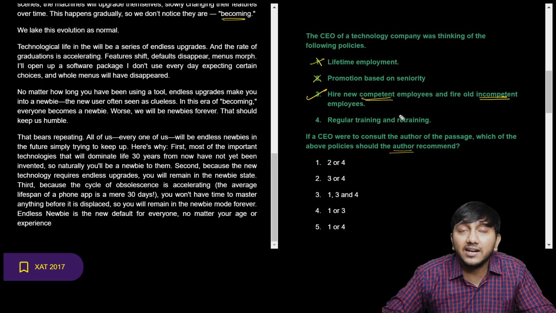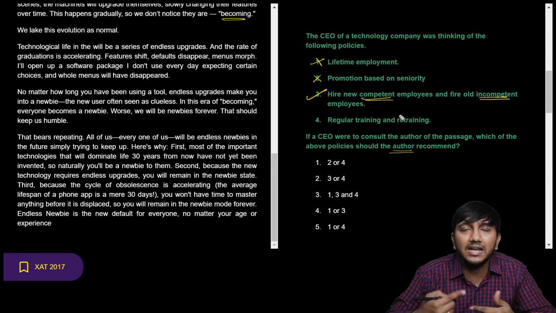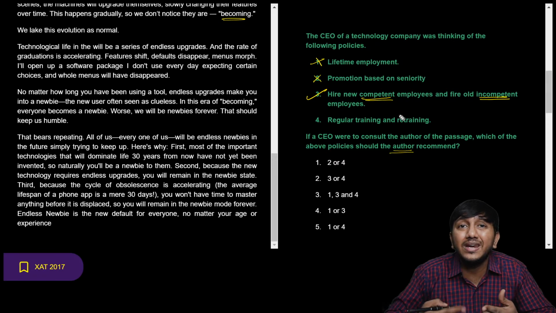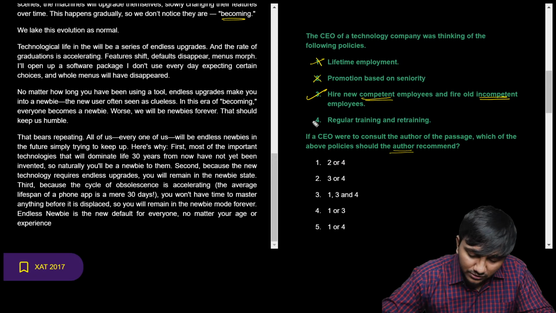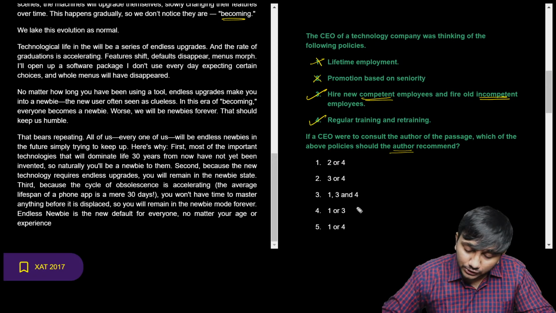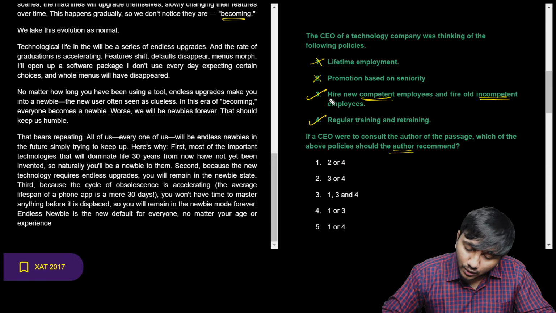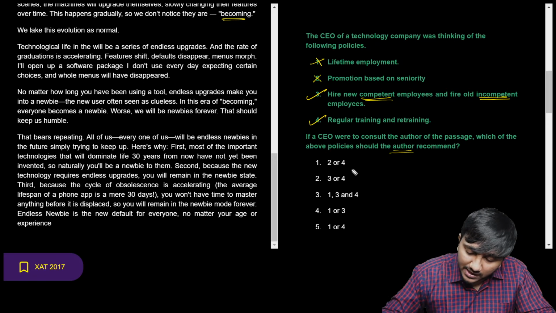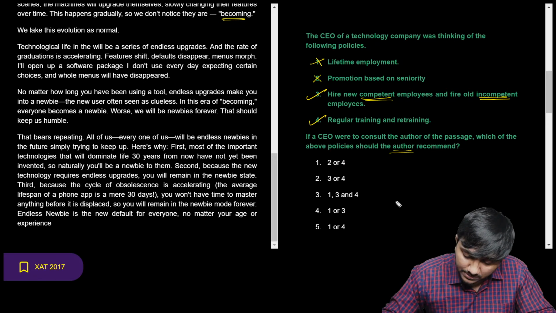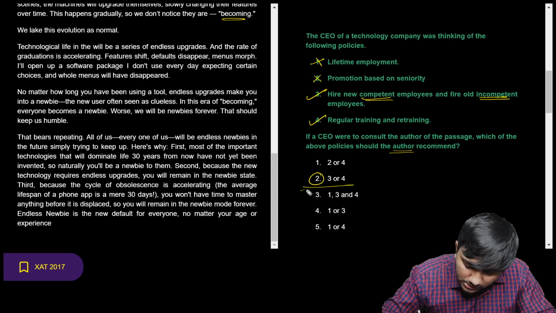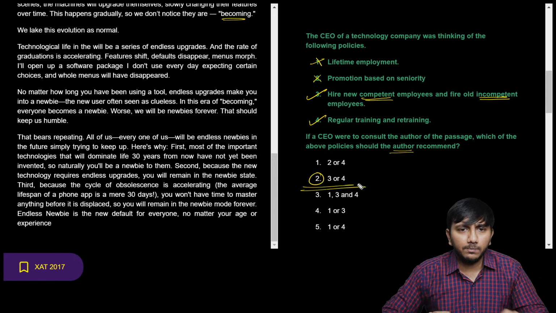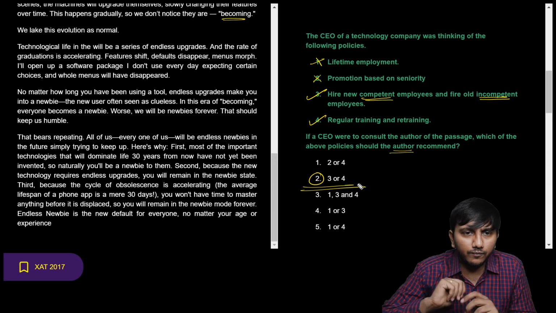Regular training and retraining, yes, you have to constantly upgrade yourself, continually upgrade yourself is what the author said. So this is also something the author will recommend. So the ones that the author will recommend will be 3 and 4, or 3 or 4. That's the best we have here. So 3 or 4 is the best answer we have for this question. Please type 2 if you're clear with why we're going for 3 or 4 for this question.